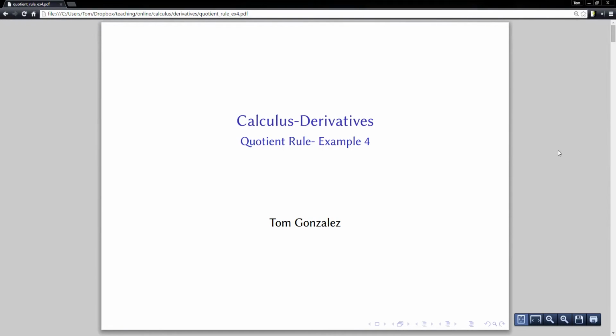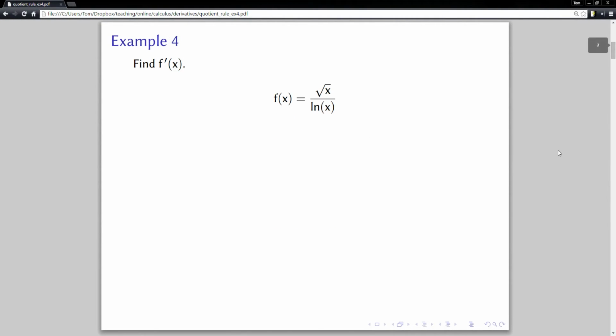In this video, we're going to take a look at another quotient rule example. We're going to look at f of x equals square root of x over ln x and use the quotient rule to take its derivative.